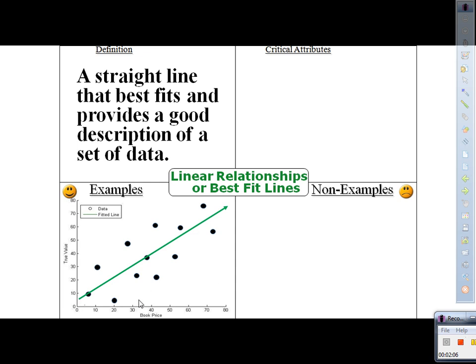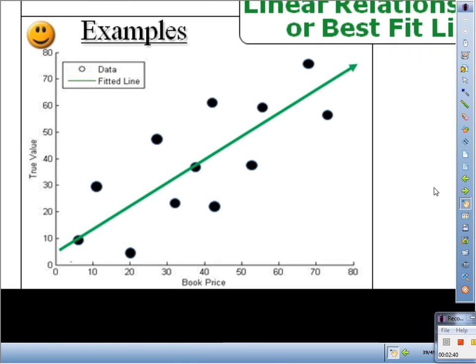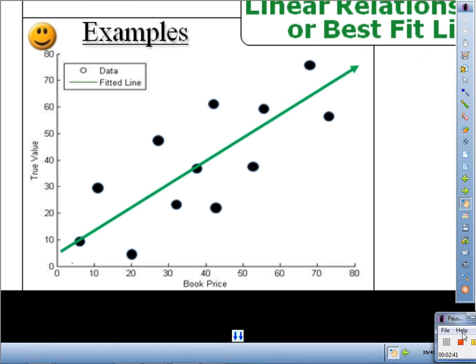On the domain, which is the x values, it goes from 0 to 80 in increments of 10. The scaling is by 10. And it's titled book price. On the range, or the y values, it goes from 0 to 80 in increments of 10, or scaled by 10, and it's titled true value. Okay, let me zoom in. Okay, all right. Let me zoom out really quick.